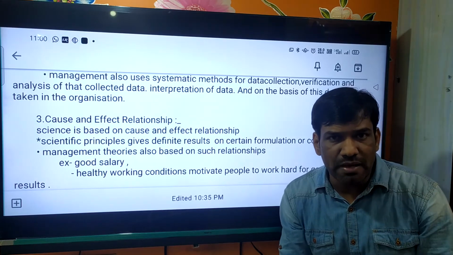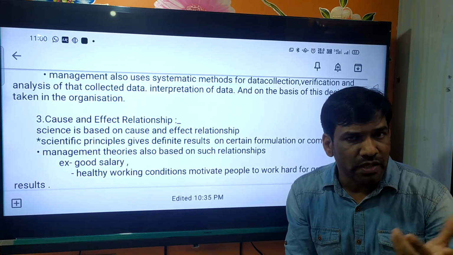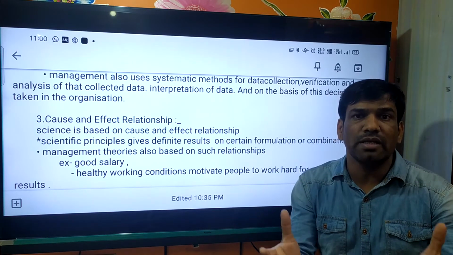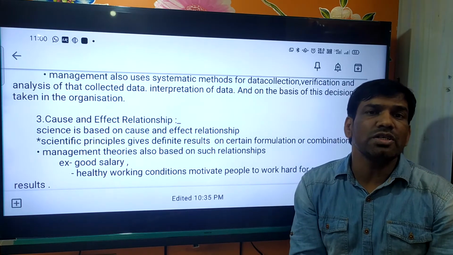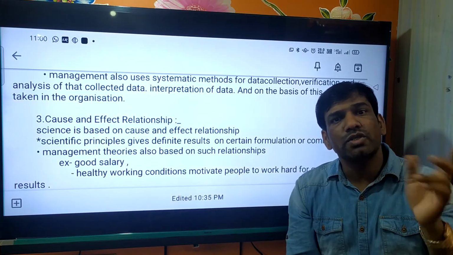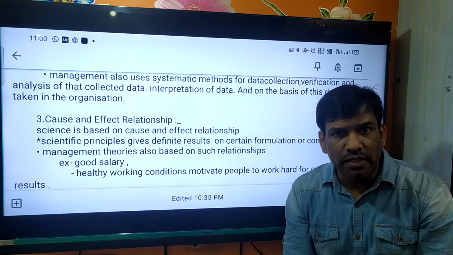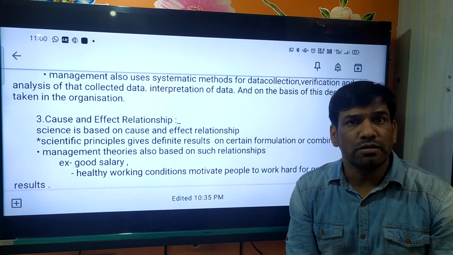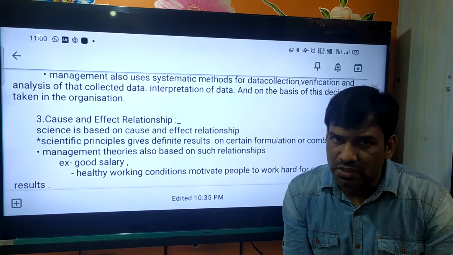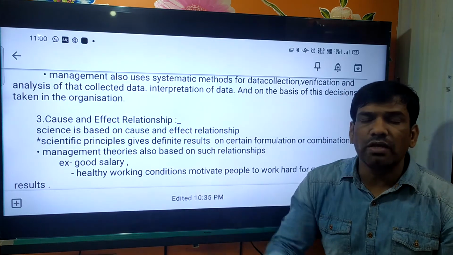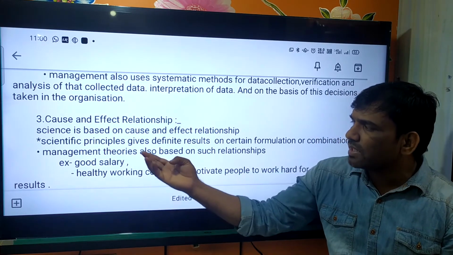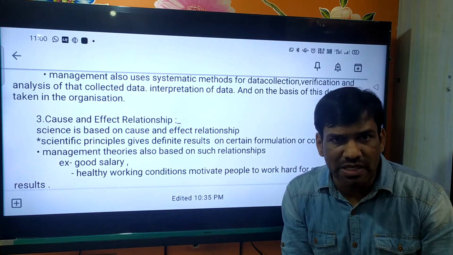जैसे हमने अभी भी एग्जाम्पल लिया हाइड्रोजन डाइऑक्साइड का, हाइड्रोजन के 2 मोलिक्यूल, ऑक्सीजन का 1 मोलिक्यूल अगर आपने लिया, तो by the combination of this you will get the water, H2O. These are the various formulas which give the certain results to us when we apply the science properly. Management theories are also based on such relations.